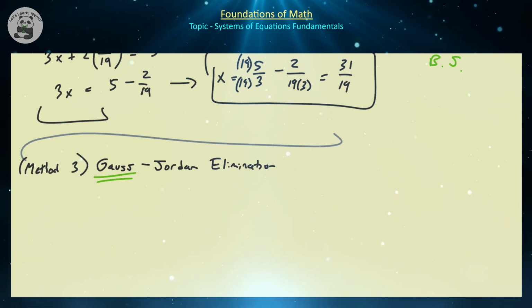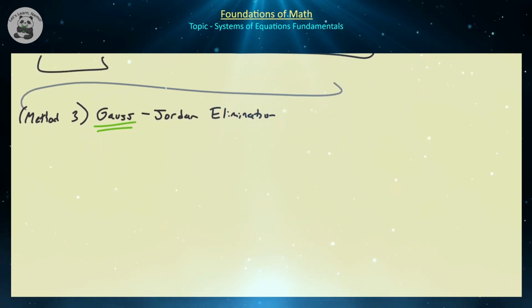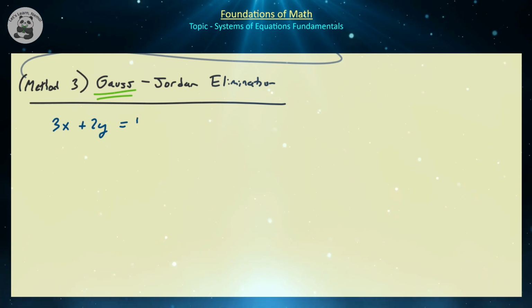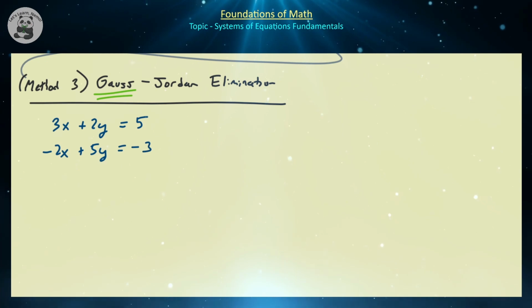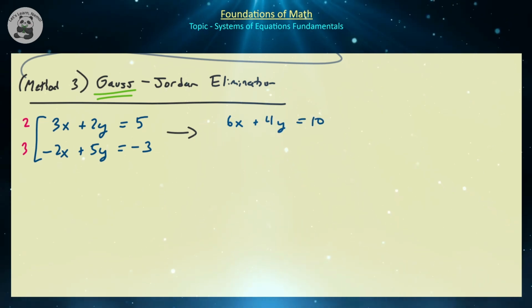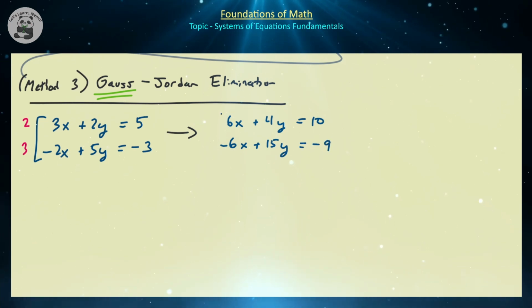So it's going to start off with Gaussian elimination to eliminate one variable, and then it's going to use another elimination strategy to eliminate the other variable. So let's see how that's going to go. We have 3x plus 2y is equal to 5, and minus 2x plus 5y is equal to minus 3. Just like before, we multiply this by 2 and this by 3, and that gives us an equivalent system of equations: 6x plus 4y is equal to 10, and minus 6x plus 15y is equal to minus 9.